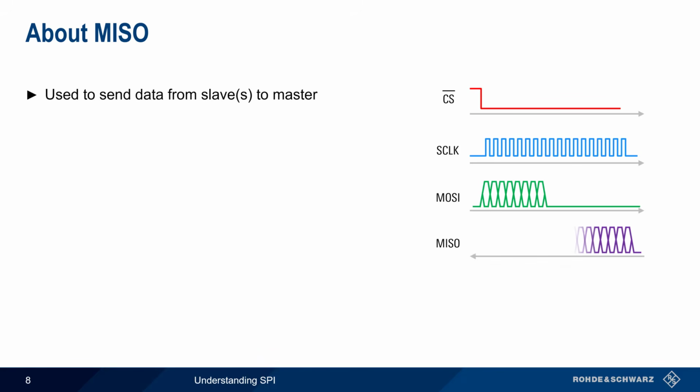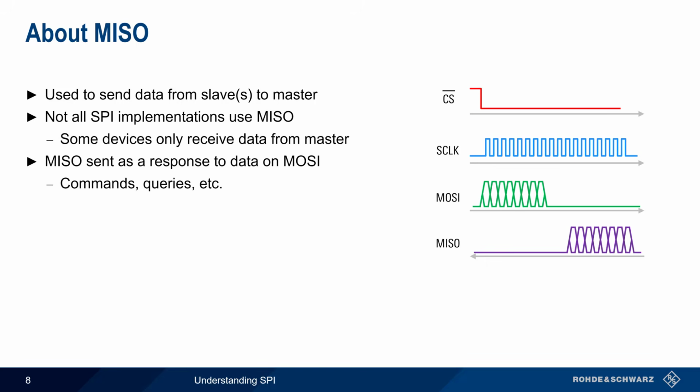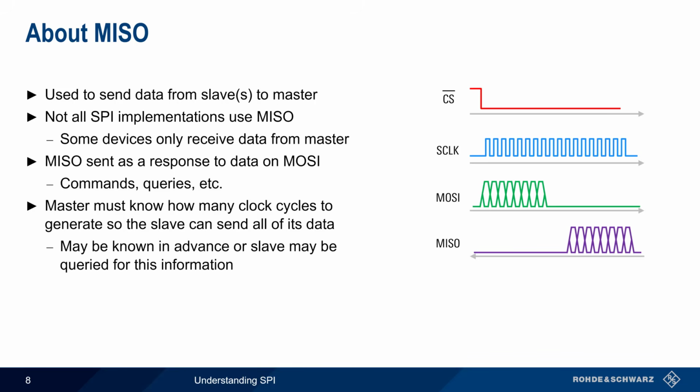MISO is used to send data from the slave to the master. Note that not all SPI implementations use MISO. There are many kinds of devices, such as displays, that only receive data from a master, and this is an example of where SPI may use less than 4 wires. MISO data is also commonly sent as a response to data received on MOSI, for example, queries for data, commands to set parameters, etc. Remember that in SPI, only the master generates the clock signal, so in order for a node to transmit data, the master must know how many bits the slave wants to send, so the master can generate an appropriate number of clock cycles. This may be a fixed amount, or something that the master learns from querying the slave.